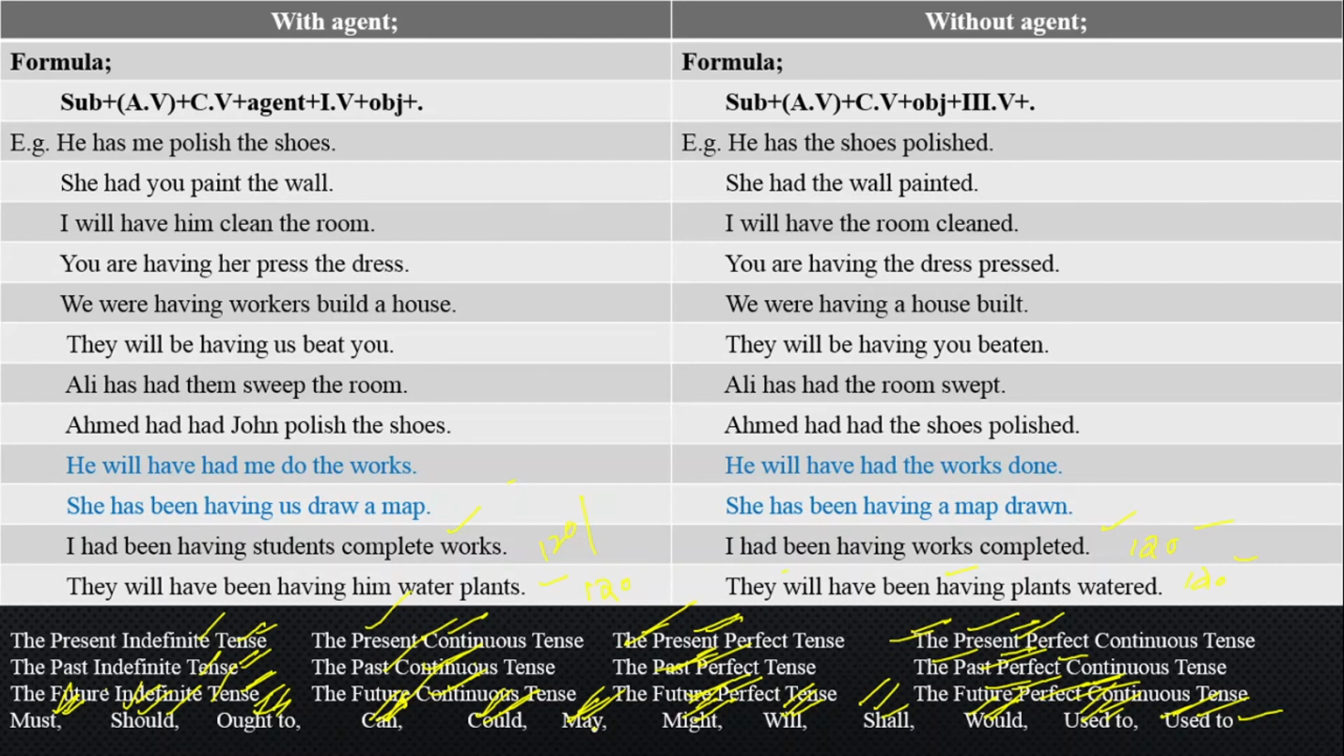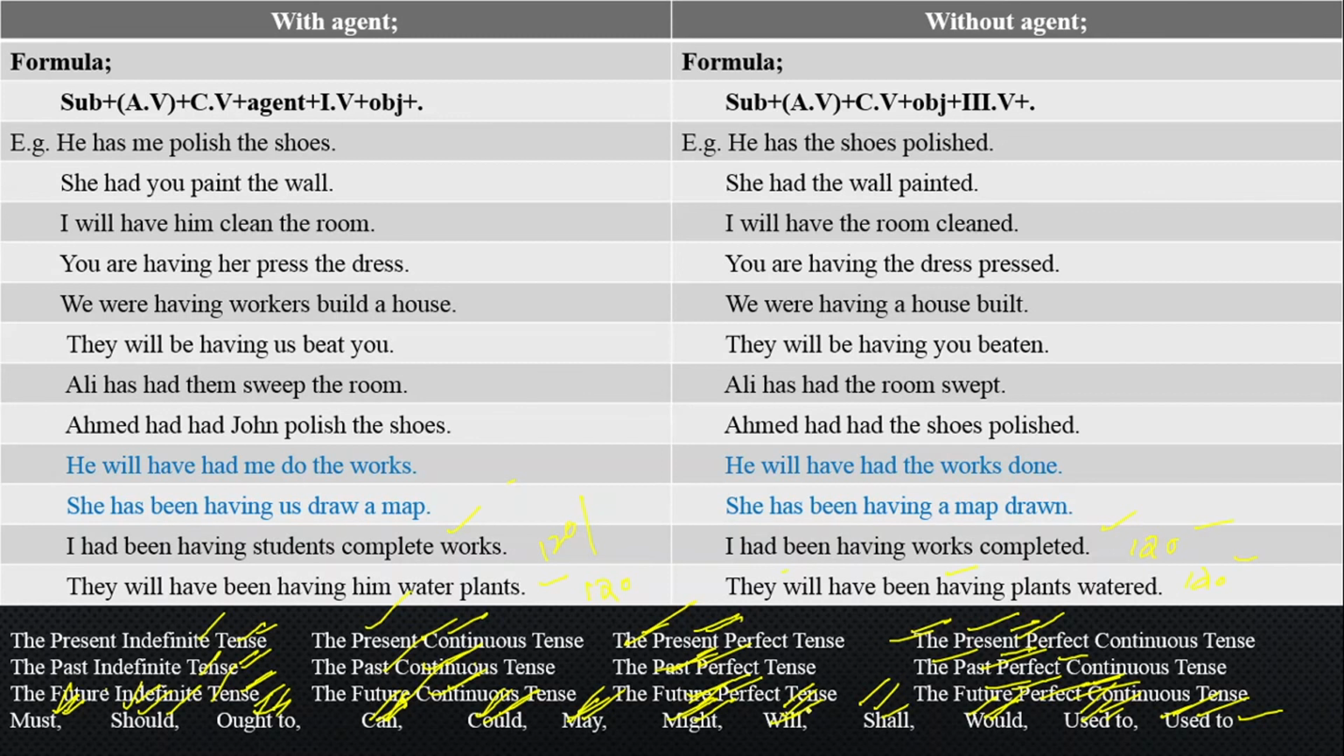They might have the plants watered, they might not have the plants watered. Might they have the plants watered? Might they not have the plants watered? Mightn't they have the plants watered? They will have the plants watered. They will not have the plants watered. Will they have the plants watered? Will they not have the plants watered? Won't they have the plants watered?